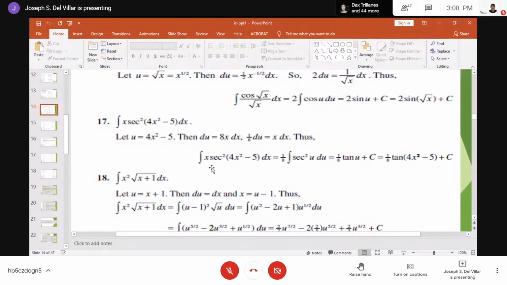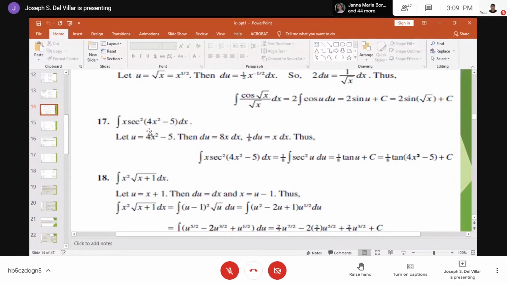So, the integral of secant squared is simply tangent. Diba? So, the final answer is 1/8 tangent u plus c. So, bring back the expression for u. So, that is 1/8 tangent of 4x squared minus 5 plus c. Okay? Any questions so far? Nakuha ba to?